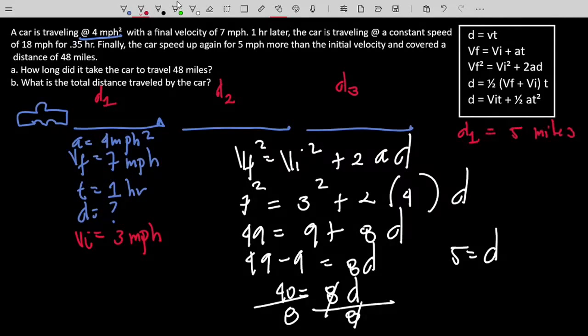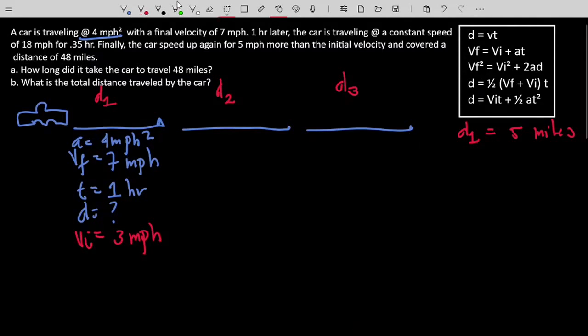Now let's go on with the second part. Identify the given variables. We know that the car is now traveling at a constant speed of 18 miles per hour. So therefore, our velocity is 18 miles per hour, and it traveled for 0.35 hours. So therefore, our time is 0.35 hour. Now again, what we're trying to look for is your displacement.